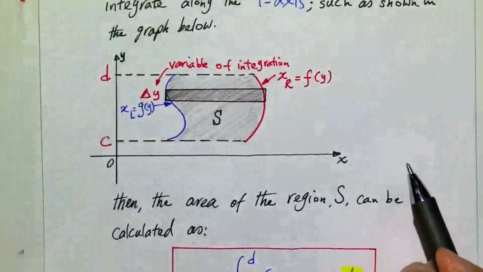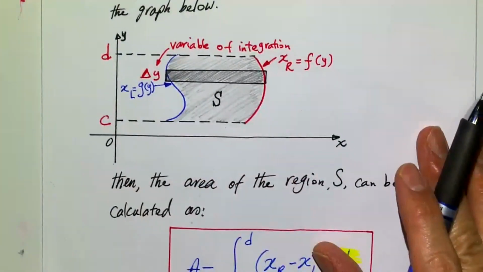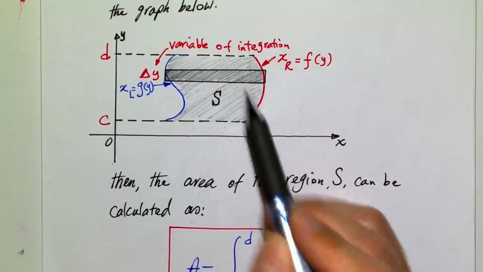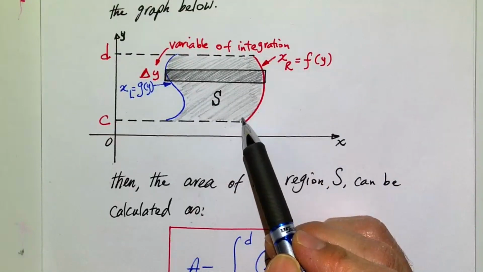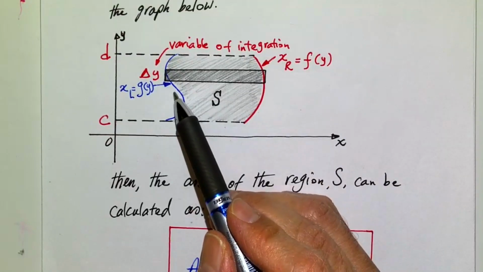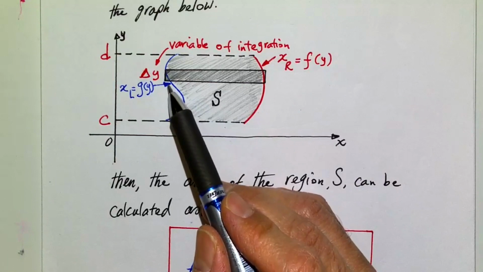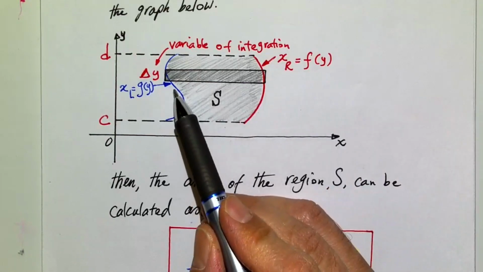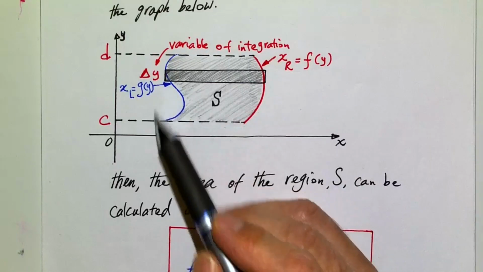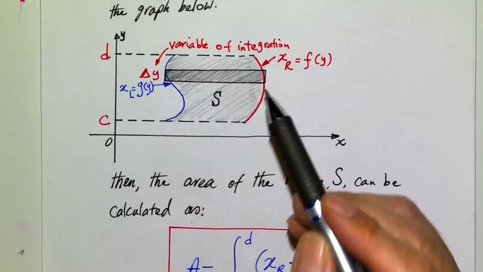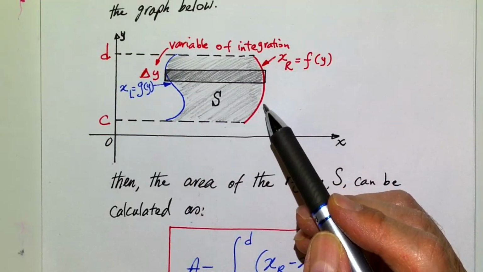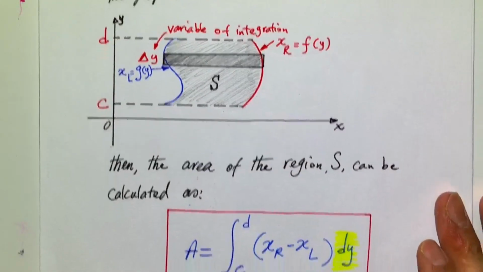But not the only kind of function. When we integrate along the y-axis, we have to be careful, because both of the functions that generate these two curves must be written such that x is written in terms of y. In other words, x becomes the dependent variable in this kind of integration, and y becomes the independent variable. Okay, and we'll see examples of that.